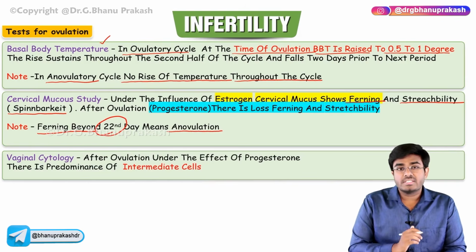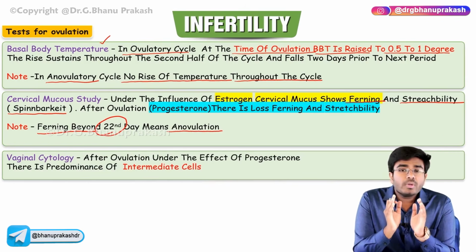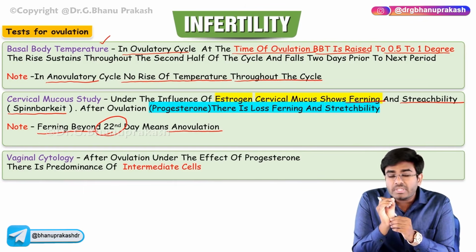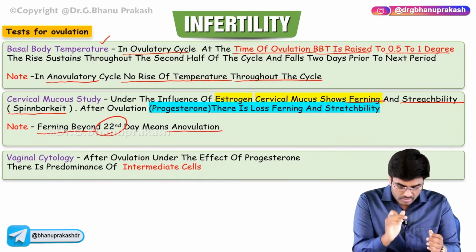Now, the third test is the vaginal cytology. So just by looking at the vaginal epithelial cells, we can know whether the ovulation has happened or not. How, sir?